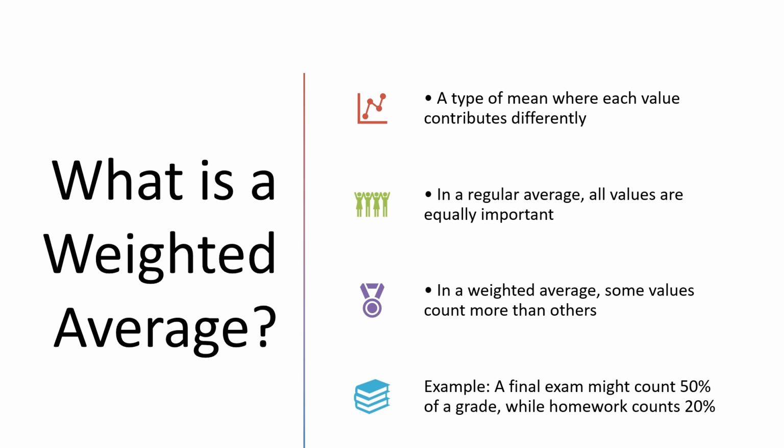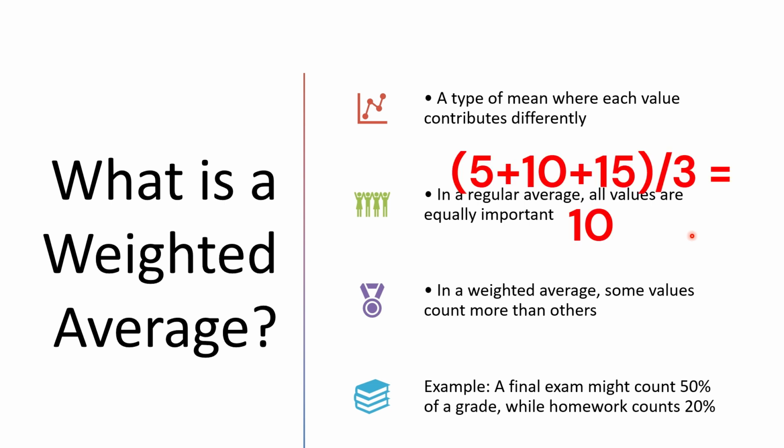So what is a weighted average? It's a type of mean where each value contributes differently. In a regular average, each value is equally weighted. Like we take the example of what's the average of 5, 10, and 15? Well, we take 5 plus 10 plus 15, that's equal to 30. There's 3 elements, divide 30 by 3, that's 10.